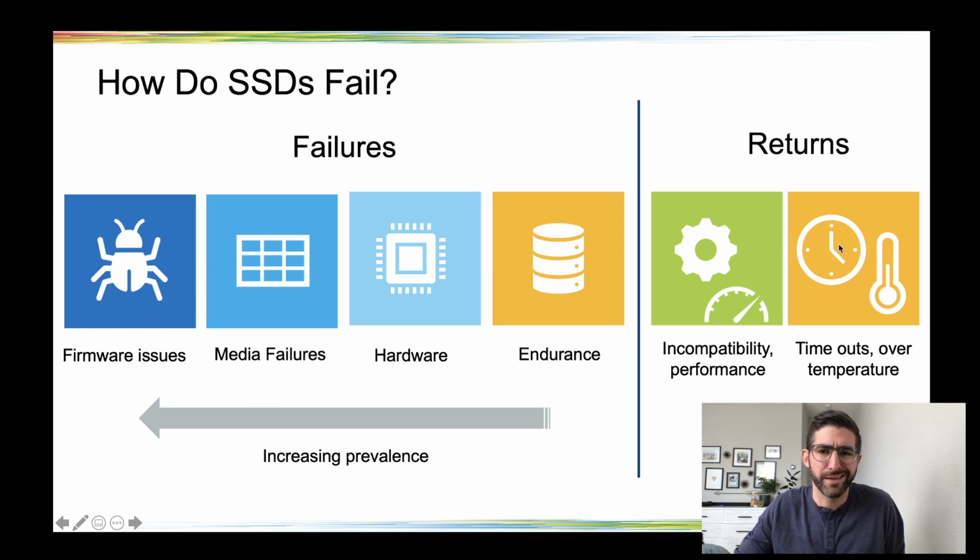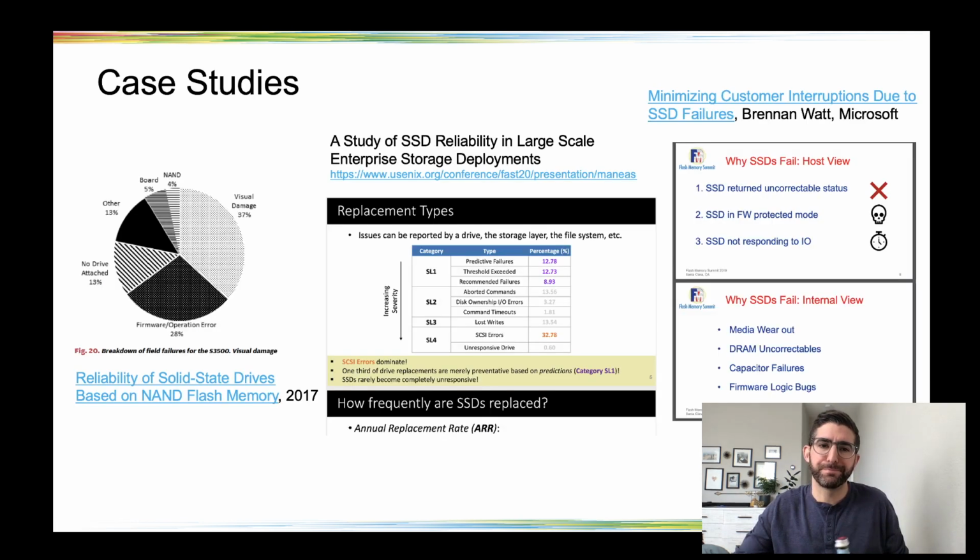And so we'll talk about some stuff like over temperature, incompatibility, performance. If a drive is not enumerating or not coming up on the PCIe bus, what do you do? How do you figure that out? So there's a couple case studies that I talked through in the webcast.